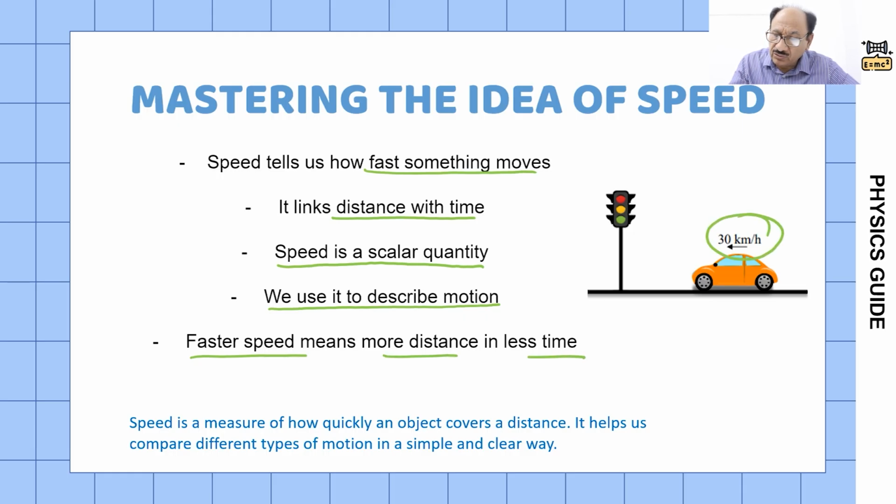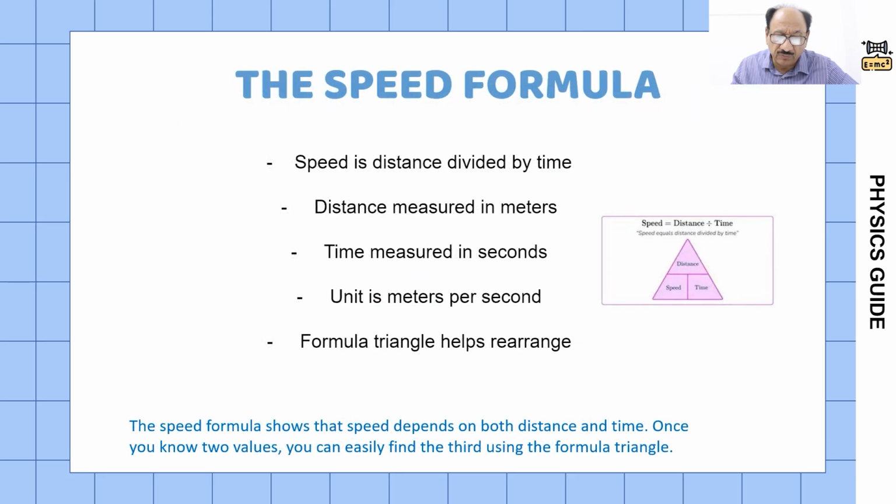For example, 30 kilometers per hour. If it is without direction, then 30 kilometers will be the distance covered in 1 hour. So that is the distance covered in time. Speed is a measure of how quickly an object covers a distance, and it helps us compare different types of motion in a simple and clear way. We can compare the car's motion with the rocket's motion and those types of things.